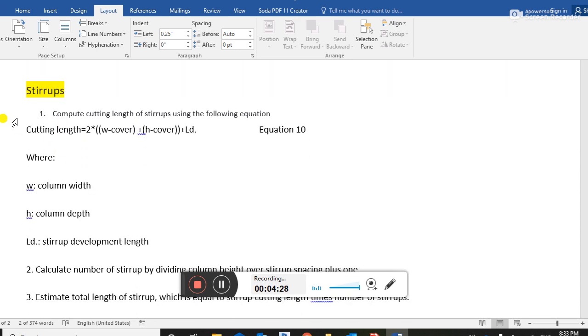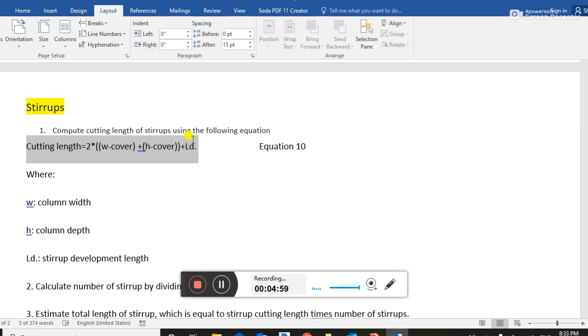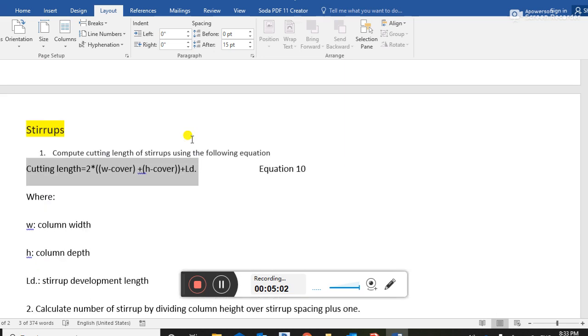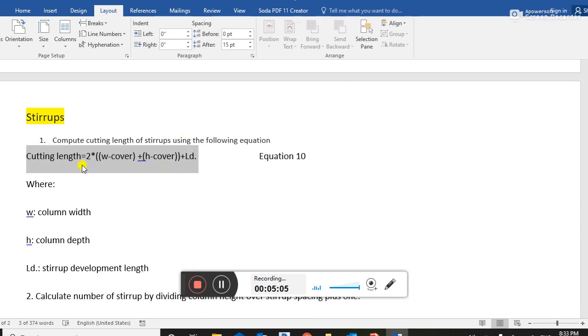Guys, stirrups. Compute cutting length of stirrups using the following equation. This is the formula for the calculation of stirrup cutting length. Cutting length of stirrups is equal to 2 times (W minus cover) plus (H minus cover) plus LD. Guys, this is the cutting length formula.